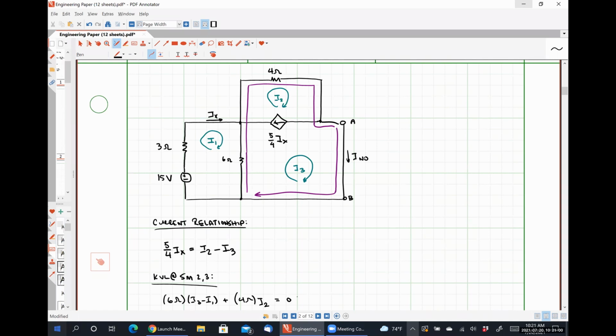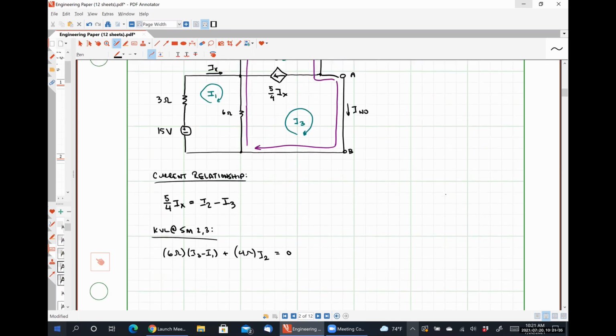Any questions about my super mesh KVL equation? So when writing the super mesh equation, you always want to go on the outside of the current source, in this case, the 5/4 Ix. That's where you write the current relationship separate, right? Exactly right. So because I have 2 meshes involved in this super mesh, I need to get 2 equations out of it. One of them will be the current relationship and the other one will be the KVL relationship.